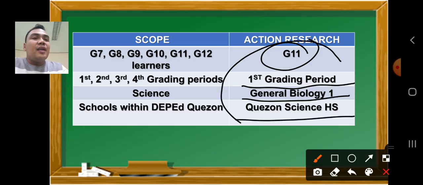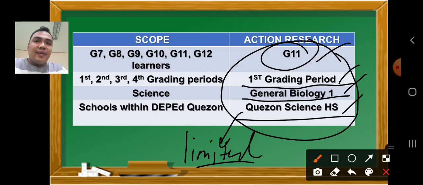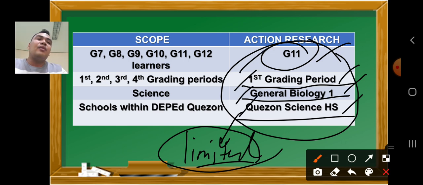So, how will you describe the scope of this action research? Is it limited or not? So, obviously, the scope is limited, right? Meaning to say, our research is classified as an action research if the scope is limited only to specific components: grade 11, first grading period, General Biology 1, Quezon Science High School. Notice that the scope is too limited.